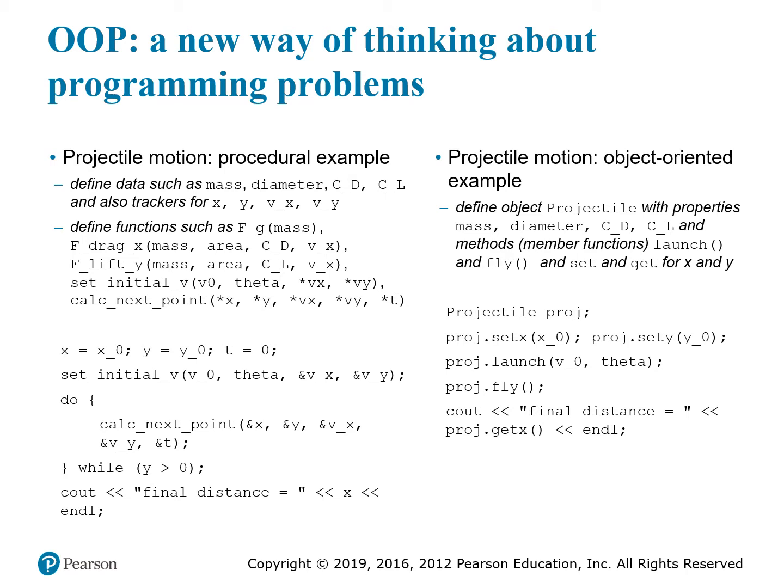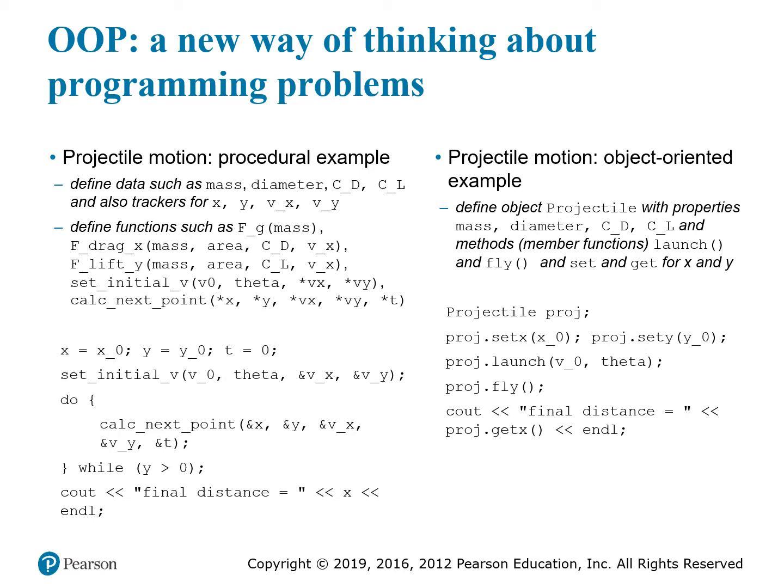Okay, so to illustrate the difference, here are the procedural and object-oriented approaches to simulating the flight of a projectile. Let's say that you have a round projectile flying through the air. It's got a certain drag, it's got a certain lift coefficient. Of course, it has mass, and so it will be affected by gravity.